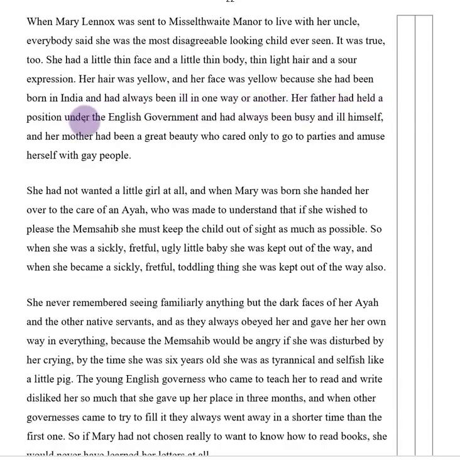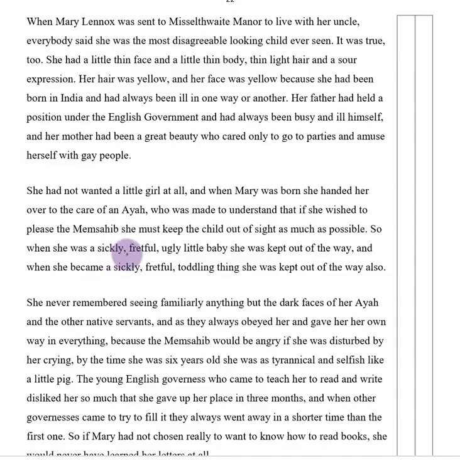Her father had held a position under the English government and had always been busy and ill himself. And her mother had been a great beauty who cared only to go to parties and amuse herself with gay people. She had not wanted the little girl at all, and when Mary was born she handed her over to the care of Aya, who was made to understand that if she wished to please Mem Sheba, she must keep the child out of sight as much as possible.